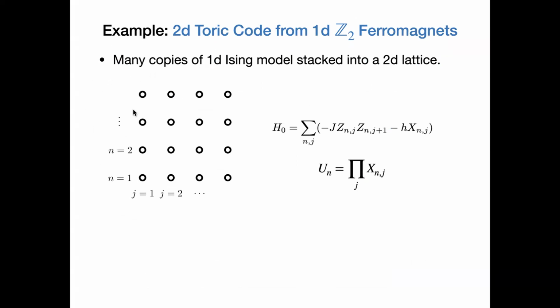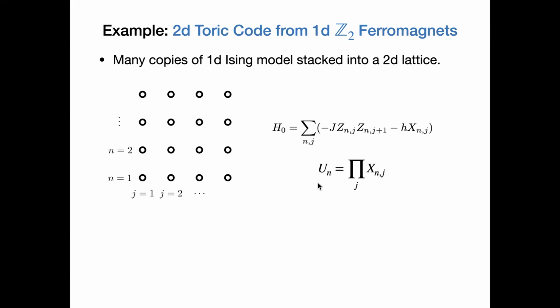According to the prescription in the previous slide, we take many copies of a 1D system and stack them into a 2D lattice. And for the moment, let's choose the Hamiltonian for each 1D system to be the 1D transverse field Ising model. So the initial Hamiltonian takes this form. Here n is the layer index and j is the site index within each layer. As you can see, this Hamiltonian describes decoupled 1D Ising models acting on each layer. J and h are coupling constants.